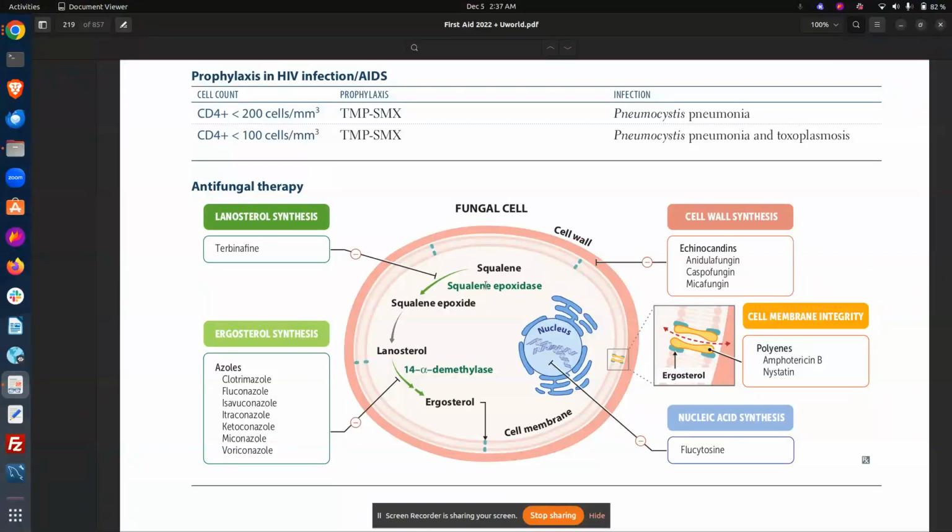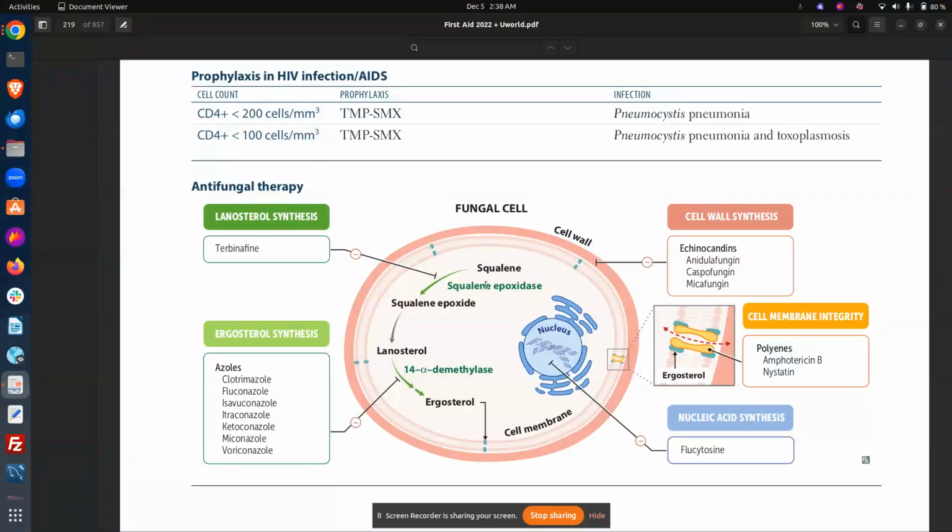Squalene is a molecule in the fungal cell. This squalene gets converted by the enzyme squalene epoxidase into squalene epoxide. Then squalene epoxide converts into lanosterol, and this lanosterol then converts into ergosterol by the enzyme 14 alpha demethylase. These two enzymes, squalene epoxidase and 14 alpha demethylase, always remember them for antifungal therapy. They are high yield enzymes. If you know these enzymes, you can answer a lot of questions correctly in your paper.